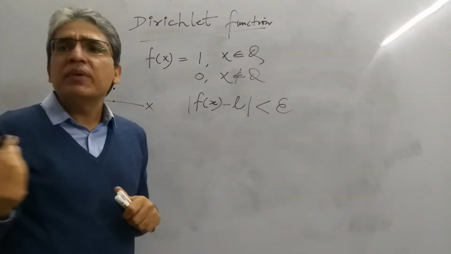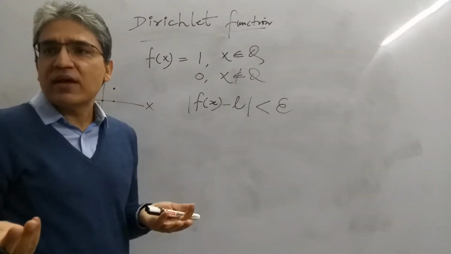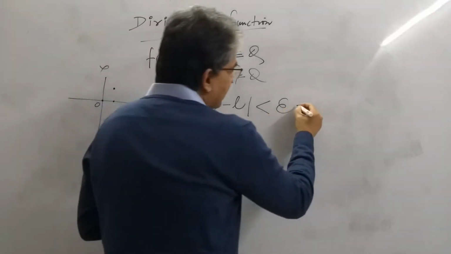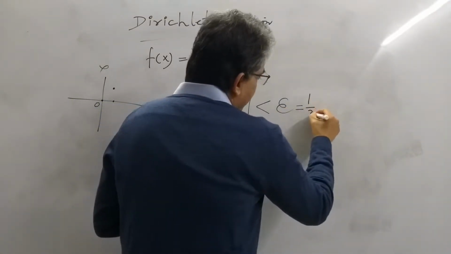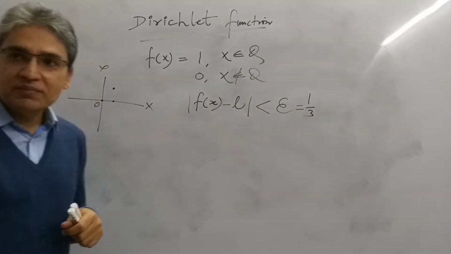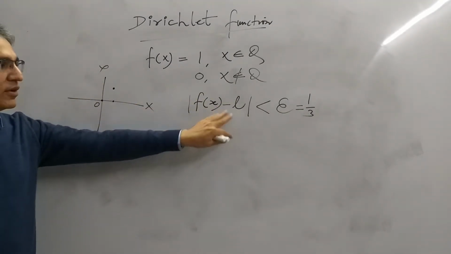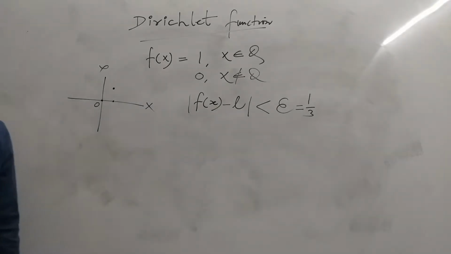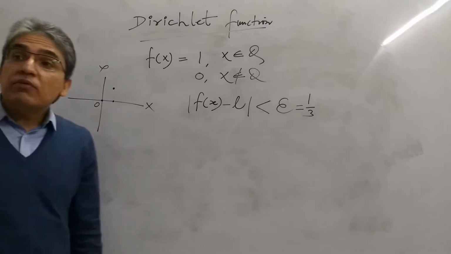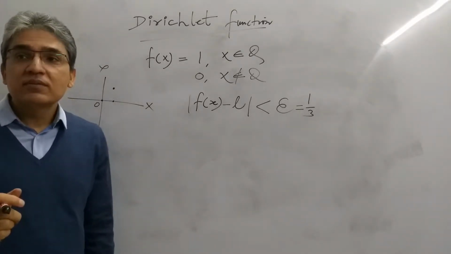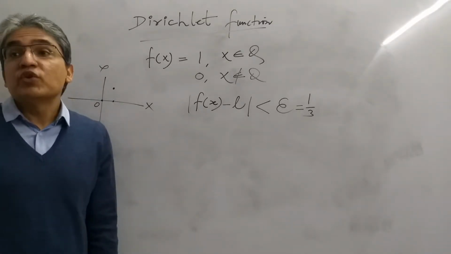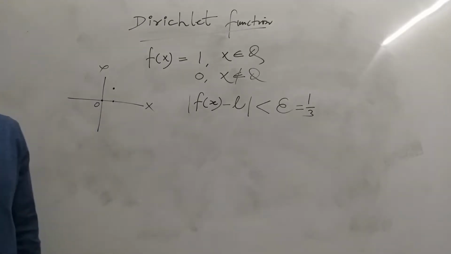Now let's choose some epsilon. It's your desire. Let's take our epsilon to be 1 by 3. So assuming that there is a limit, the function deviates from the limit by 1 by 3. 1 by 3 is the epsilon. Now, can we get a corresponding delta? No, we cannot. Or we should not.